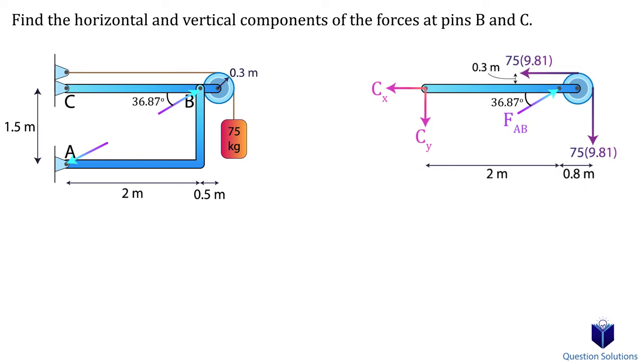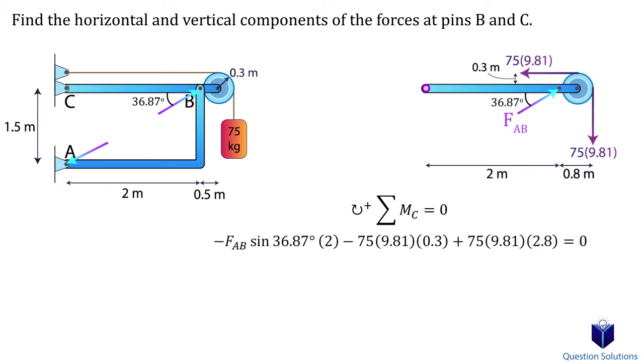Notice how we have three unknowns, the two reactions at C and force AB. We can directly solve for force AB if we write a moment equation about point C. That eliminates the reaction at C. Note that only the y component of force AB creates a moment since the x component's line of action goes through point C. So we have the y component times the perpendicular distance, then we have the force applied at the pulley at the top, and lastly, the force applied at the pulley on the bottom.